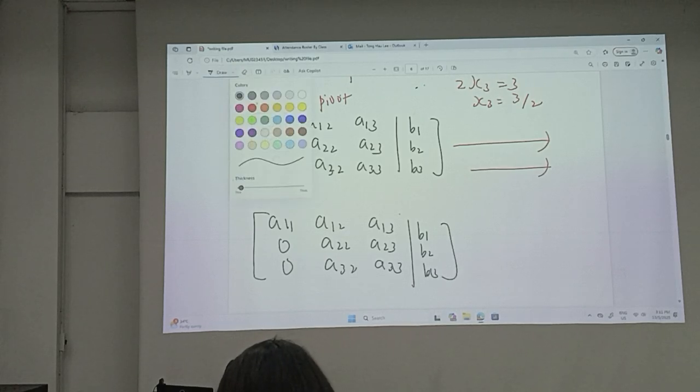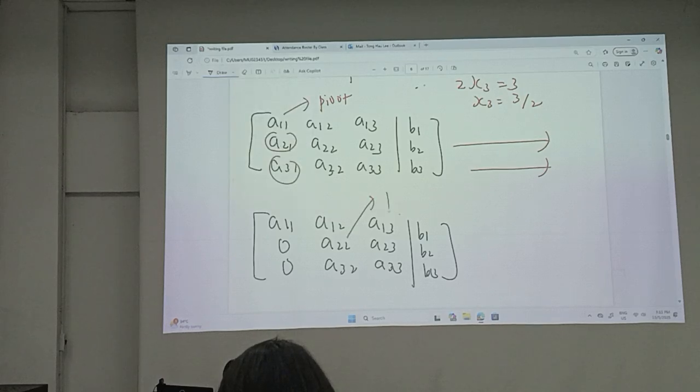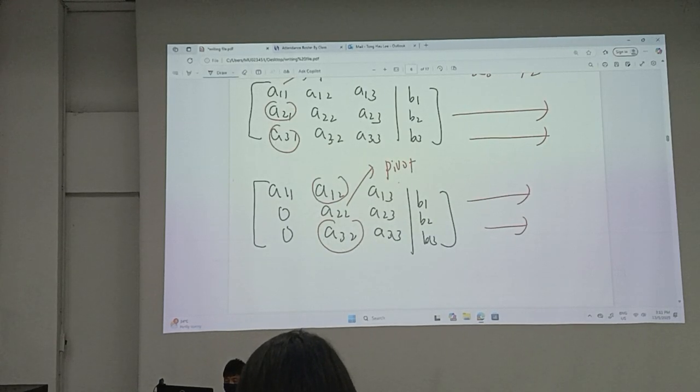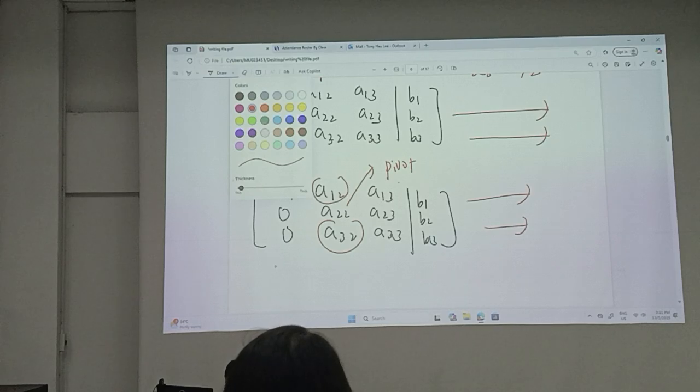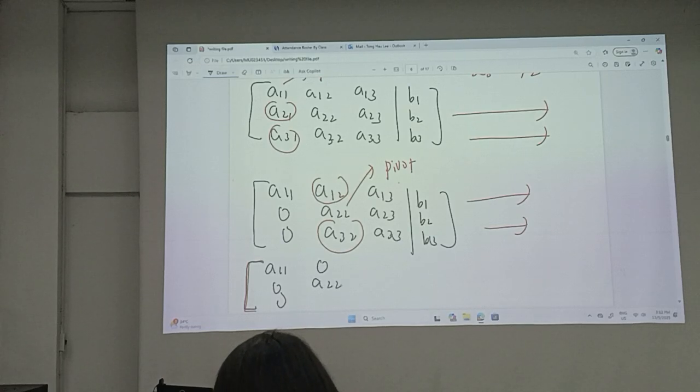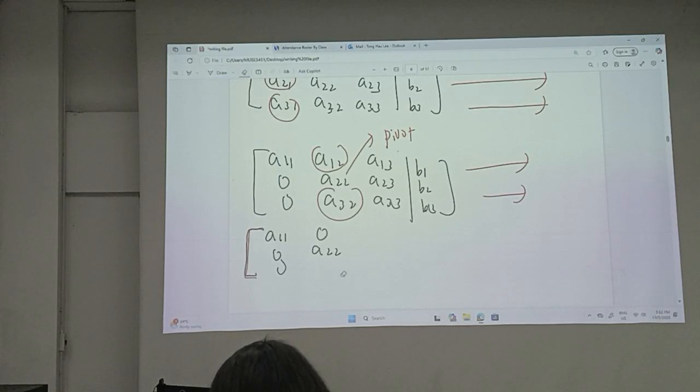Okay, after that, A22 will be pivot. So for reduced row echelon form, we need to turn A12 and A32 to 0. These two elements turn into 0. So do it column by column. As a result, here also will be 0, here will be 0.